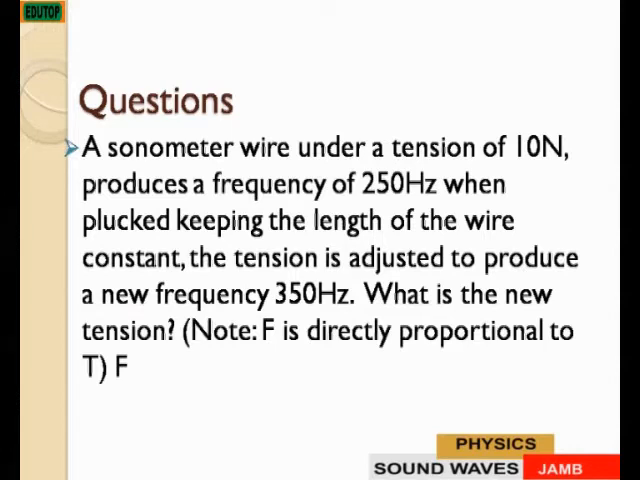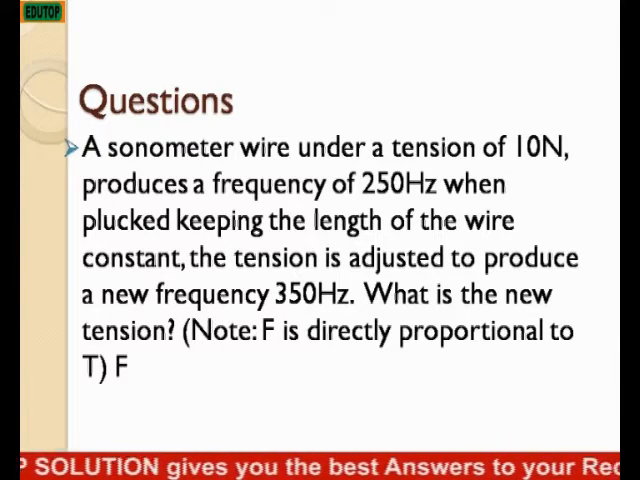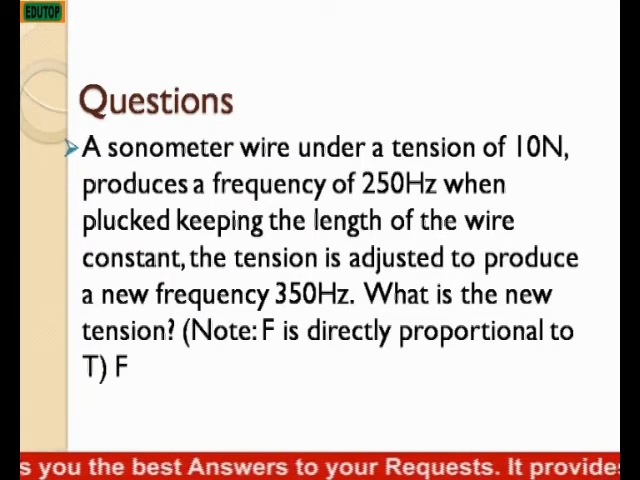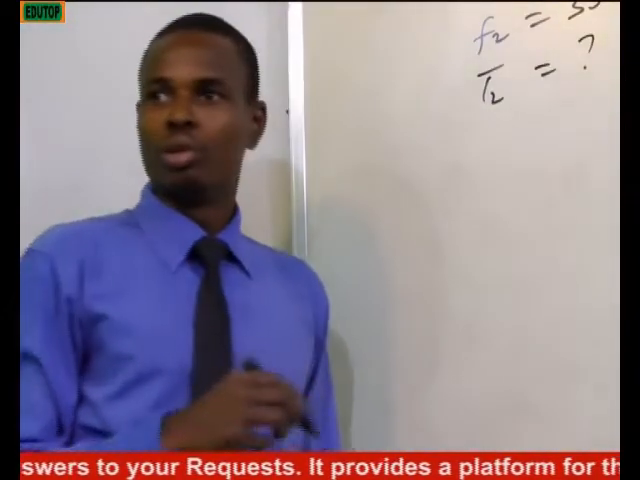When plugged, keeping the length of the wire constant, the tension is adjusted to produce a new frequency, which we call frequency 1, because we are having a new value of frequency being produced, which is 350 Hz. What is the new tension? Call this one T1, because we are still looking for another tension being produced.